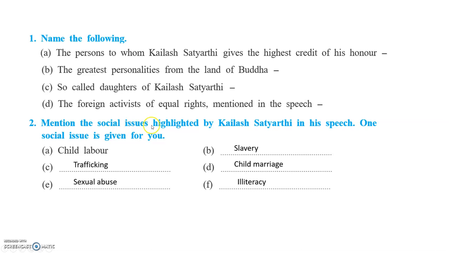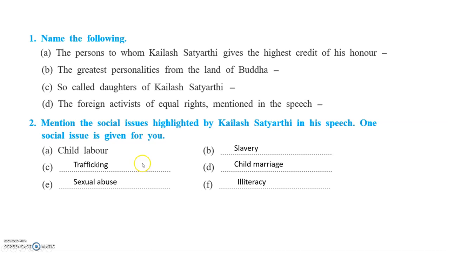Mention the social issues highlighted by Kailash Satyarthi in his speech. Now one social issue is given for you: child labor. That is a social issue. There are many more, and all those are given on page number 83. If you look at page number 83, it's very clearly given there. You'll have to search and find. I put down here: slavery, trafficking, child marriage, sexual abuse, illiteracy. This is what we did in the third part, if you remember.